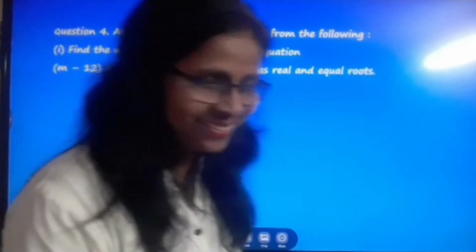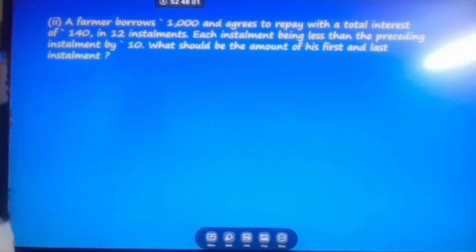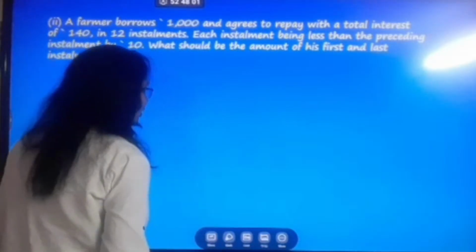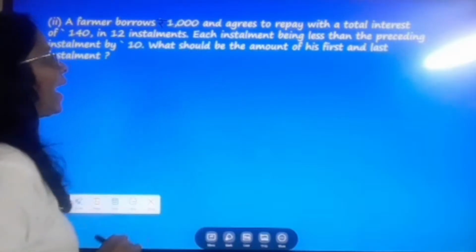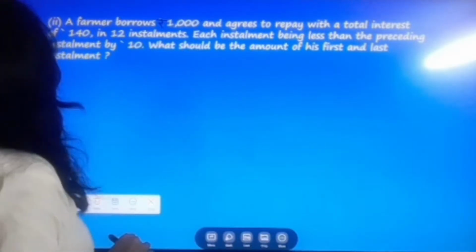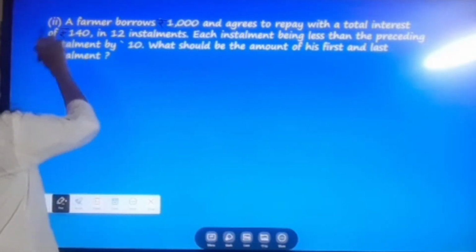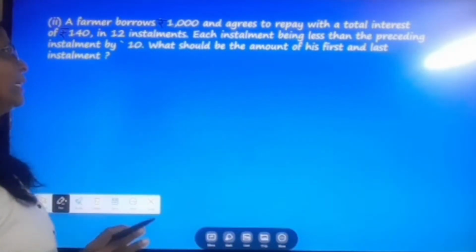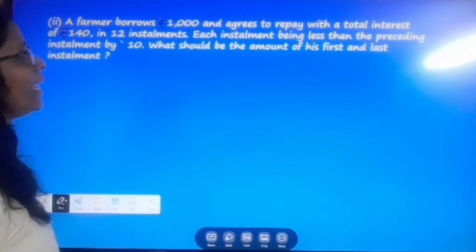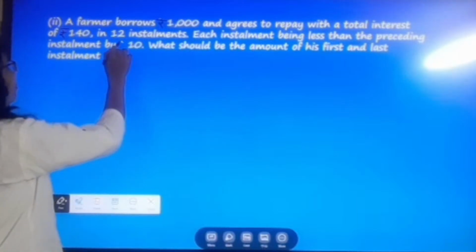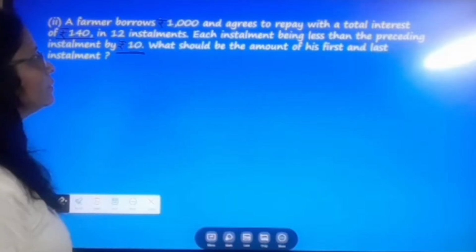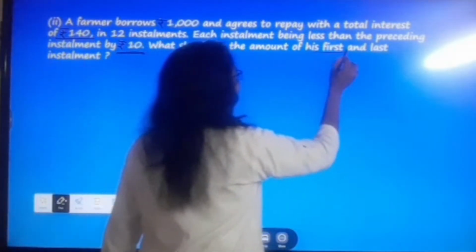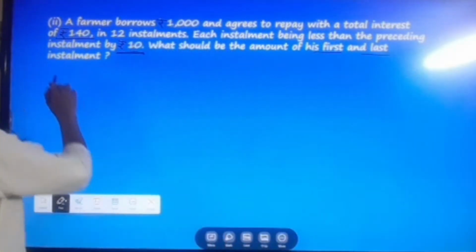Next one. So next example: a farmer borrows rupees 1000 and agrees to repay with a total interest of rupees 140 in 12 installments, each installment being less than the preceding installment by rupees 10. What should be the amount of his first and last installment?